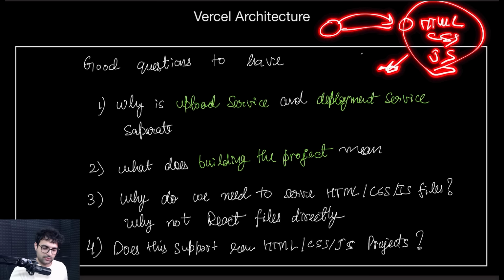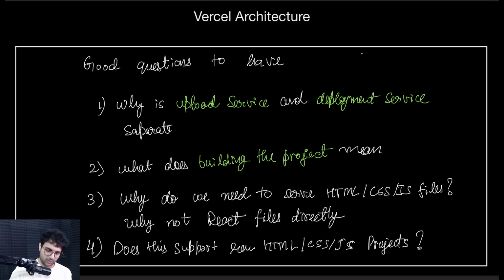So this process of converting React into HTML, CSS and JavaScript is what's called building the project. And this is the CPU intensive task that I talked about. Number three, Harkirat, why did we need to serve HTML, CSS and JavaScript files? Why can't we directly serve React?